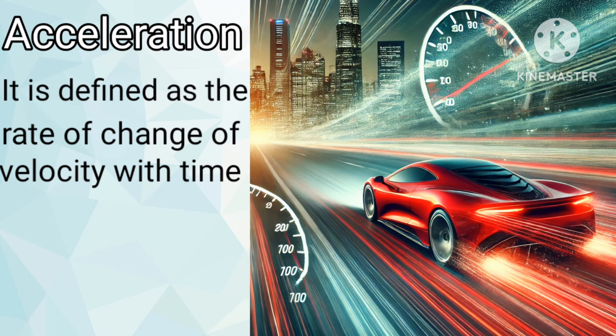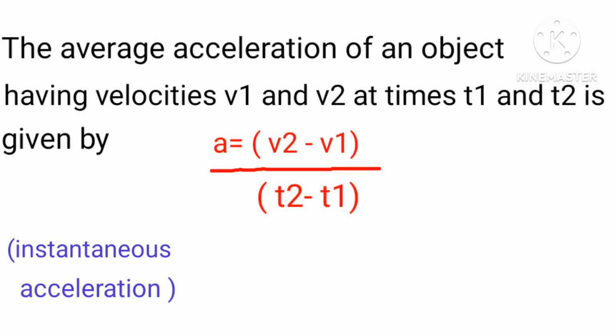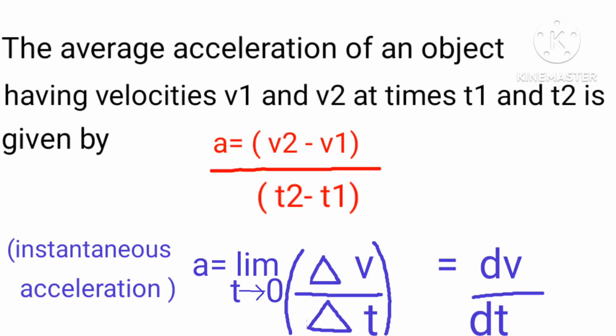Acceleration is defined as the rate of change of velocity with time. It is a vector quantity and its dimensions are L^1 M^0 T^-2. Now the average acceleration of an object having velocities v1 and v2 at times t1 and t2 is given by acceleration equals v2 minus v1 divided by t2 minus t1.